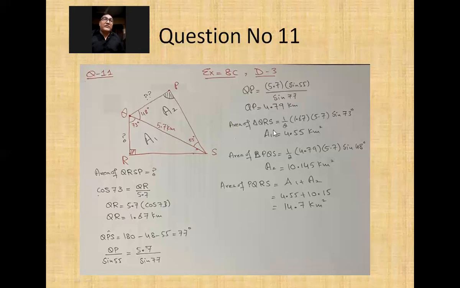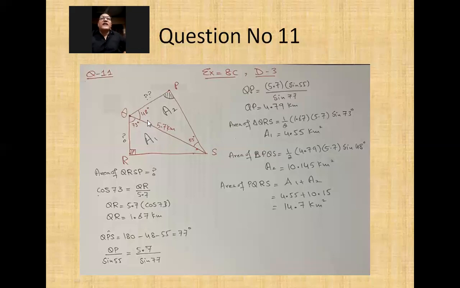The area of the QRS is 1/2 × 1.67 × 5.7 × sin 73, and that will be 4.55 kilometers squared, and that will be area 1. Now pay attention to this triangle.